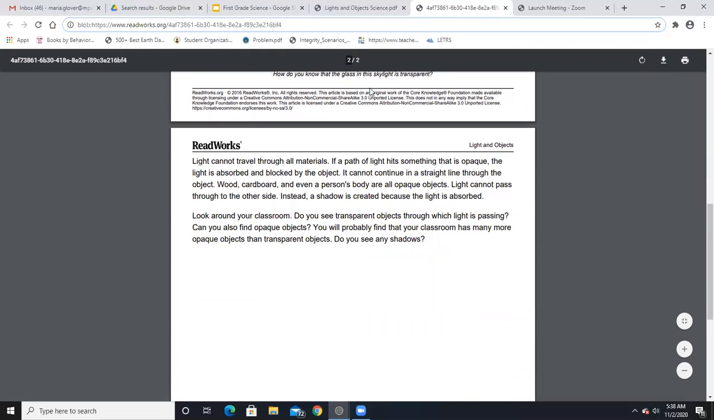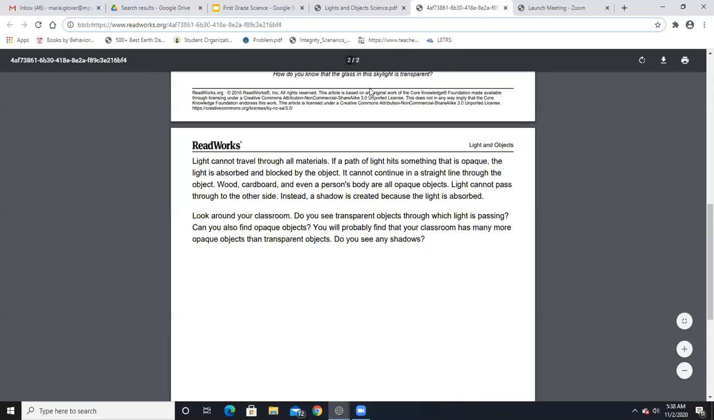Light cannot travel through all materials. If a path of light hits something that is opaque, the light is absorbed and blocked by the object. It cannot continue in a straight line through the object. Wood, cardboard, and even a person's body are all opaque objects. Light cannot pass through to the other side. Instead, a shadow is created because the light is absorbed.